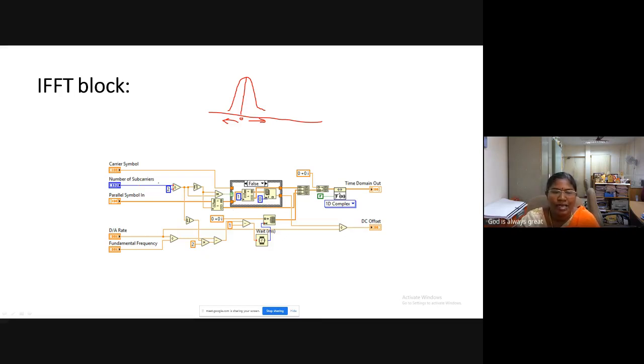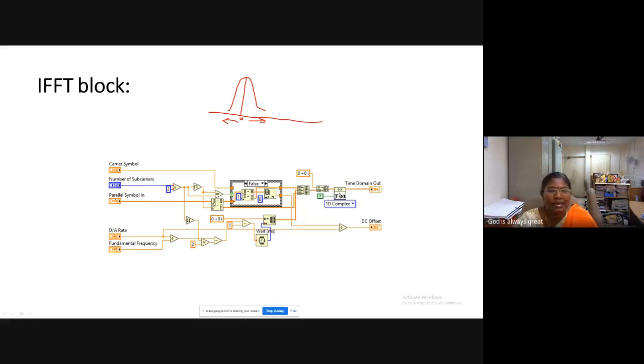If the check whether it is divisible by 2 is false, then false means you are directly using your data and passing it to the output. If it is true, that means the number of subcarriers is even. Then you need to take your carrier symbol also. Into the carrier symbol, you need to add the data, first data into your carrier symbol. So that portion is what this block does.